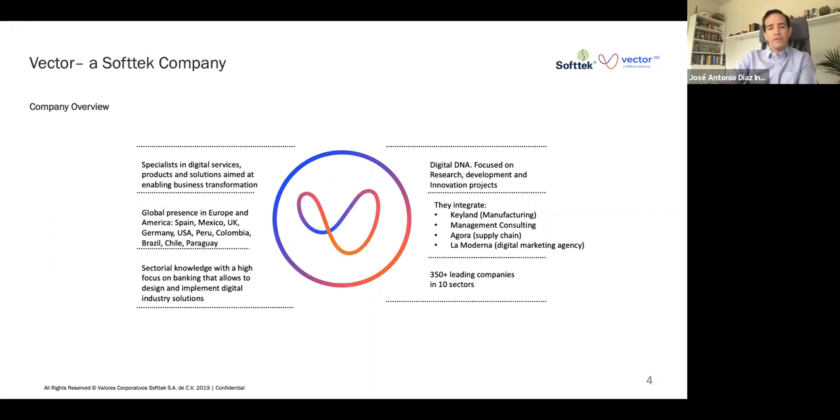And that's going to be one of the topics that we have today. Similar to Softech, they complement each other. They have a very strong presence in Europe. And what I really like about Vector is that they have what they call the digital DNA, which is focusing on innovation, focusing on what they do and how to transform. And they have different subdivisions that we can talk more about, but Javier can tell us more about a couple of examples of Vector.